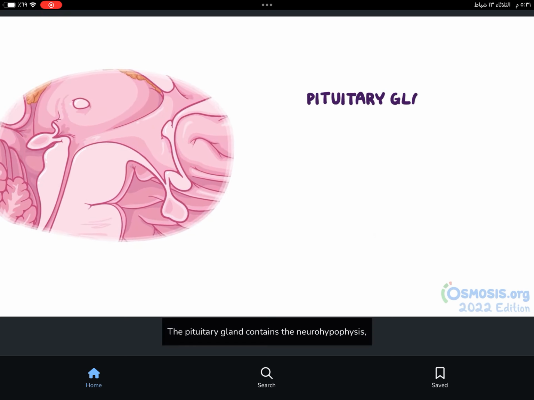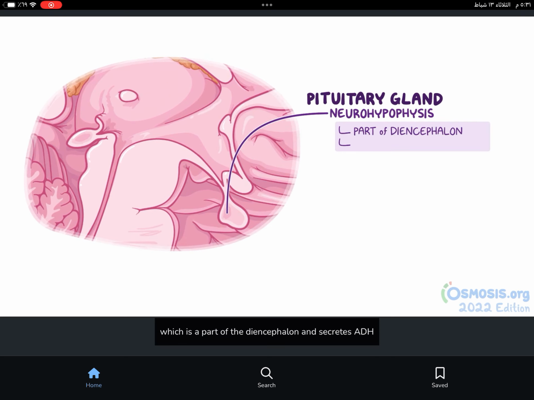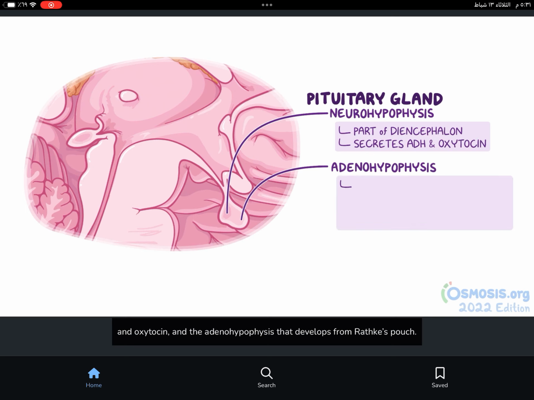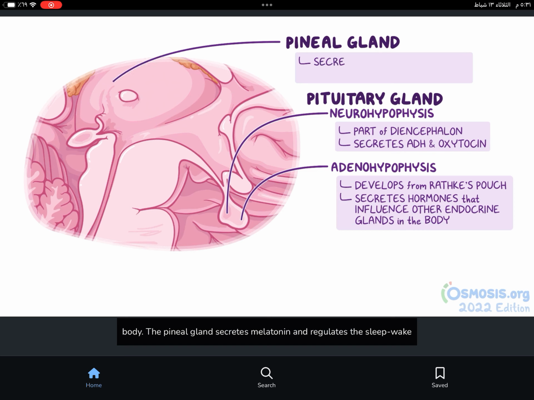The pituitary gland contains the neurohypophysis, which is a part of the diencephalon and secretes ADH and oxytocin, and the adenohypophysis that develops from Rathke's pouch. It secretes hormones that influence other endocrine glands in the body. The pineal gland secretes melatonin and regulates the sleep-wake cycle.